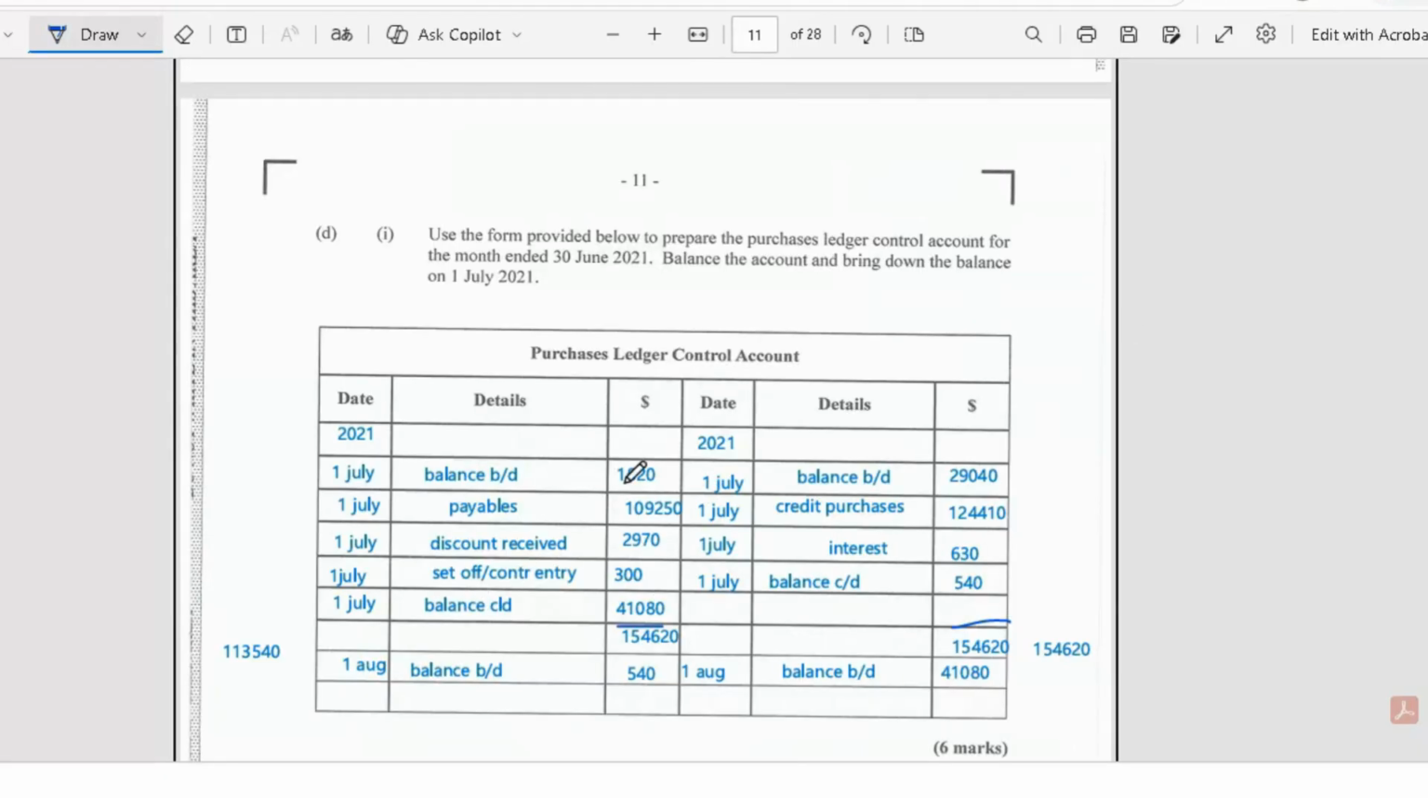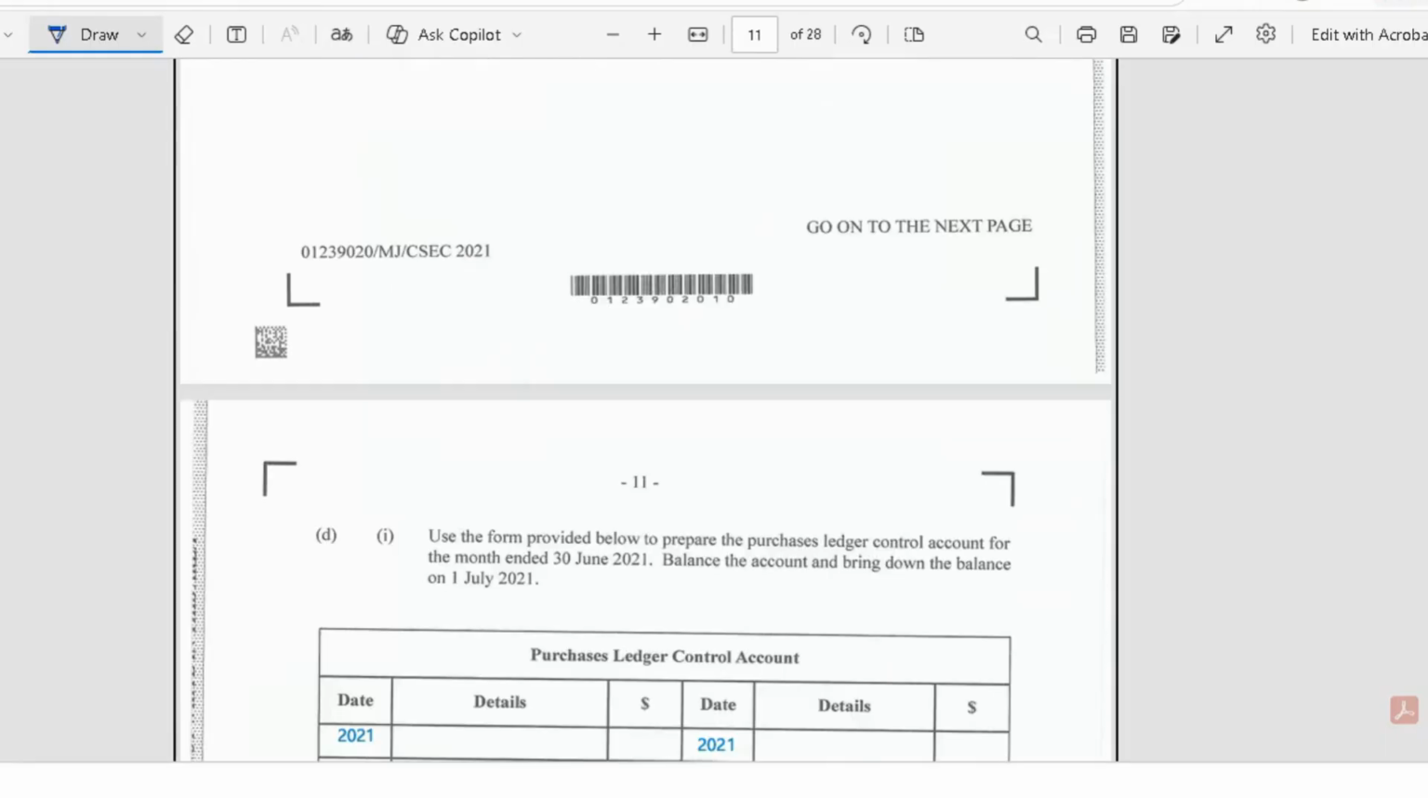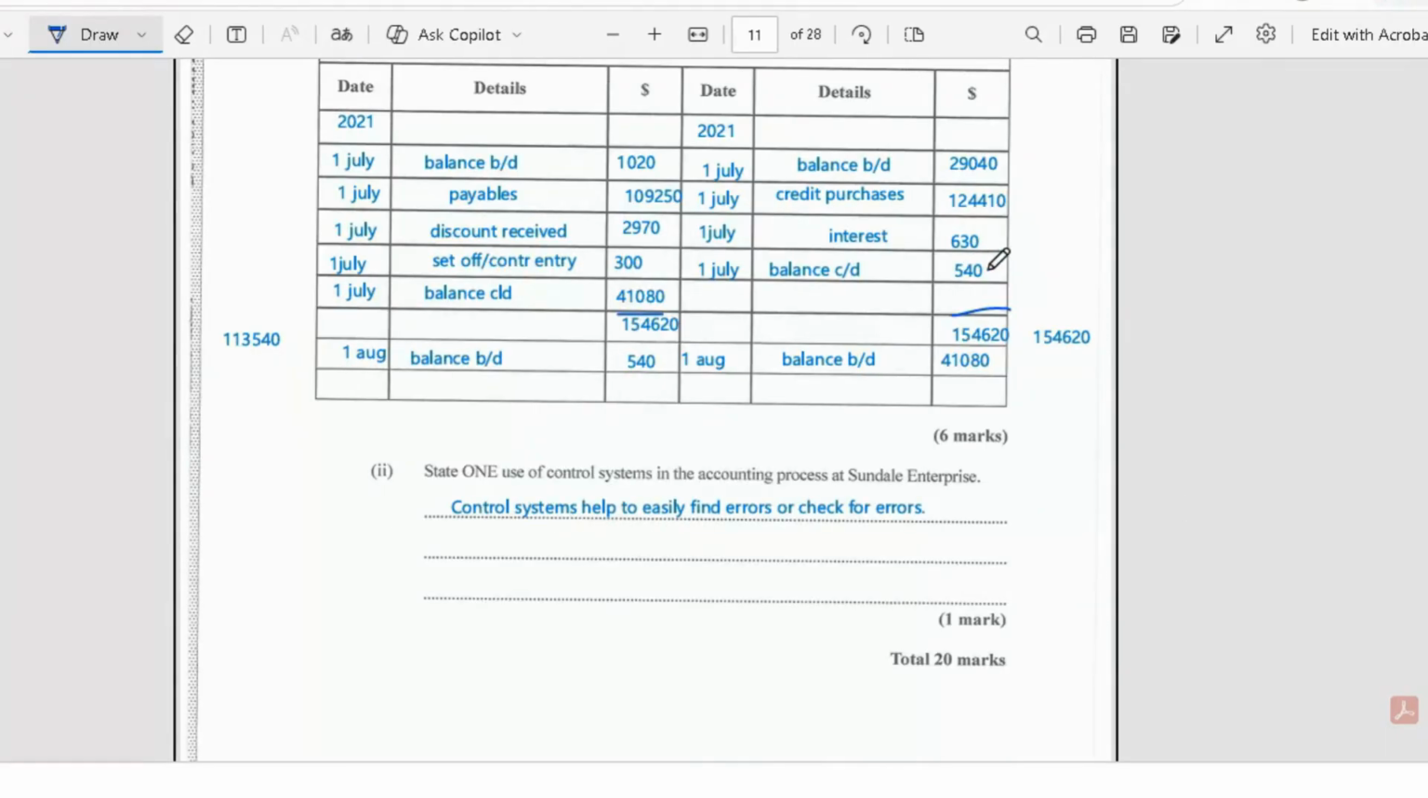All right, so you see where we have the payables on the debit side, the discounts received, the set off contra entry. So we just fill in the information, the totals, and we put the credit purchases and the interest on the credit side. So then it leaves us the balance off. So we add 1020, 109, 250, 2009, 70, 300, and remember that they have a balance that we need to end with of 540 on the debit side. So I filled in that 540 on my credit side.